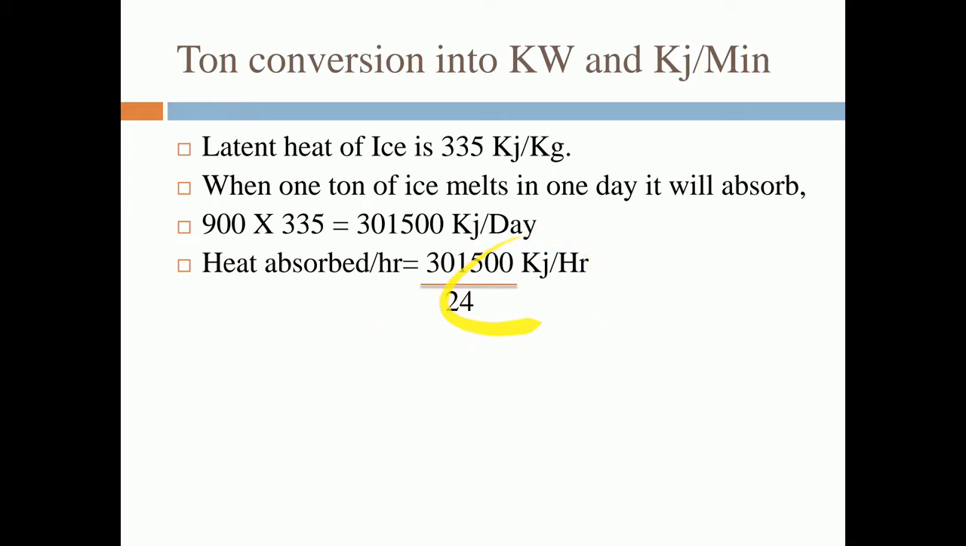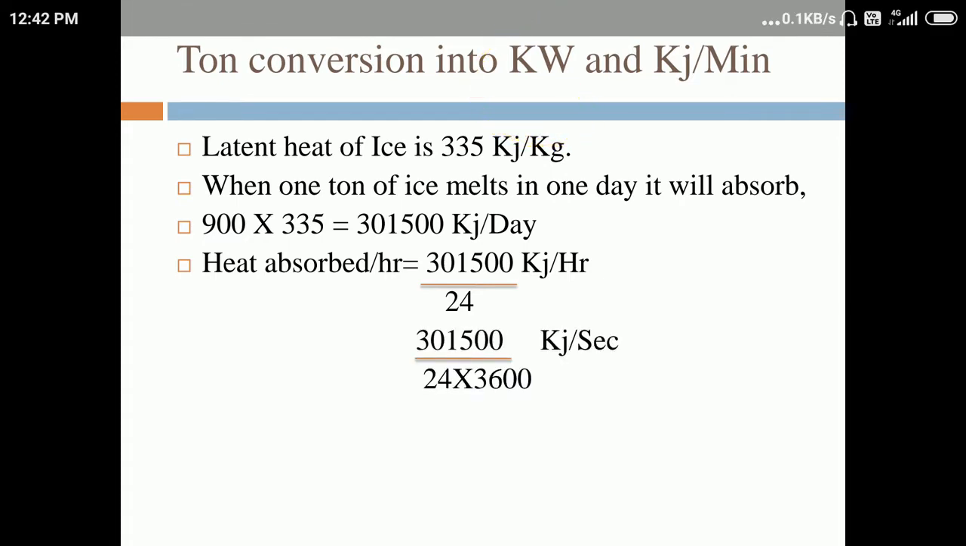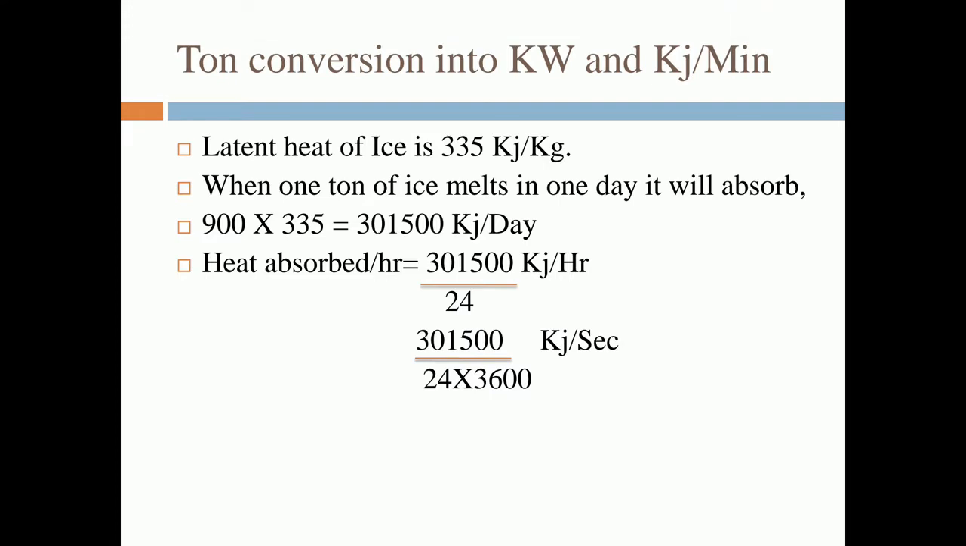Now, what is the amount of heat absorbed, or refrigerating effect produced, per hour? It is 301500 kilojoule divided by 24 hours, because in one day we have 24 hours. Now our target is to get the cooling effect in kilowatt, so we have to convert that into kilojoule per second. So 301500 divided by 24 into 3600 gives kilojoule per second.